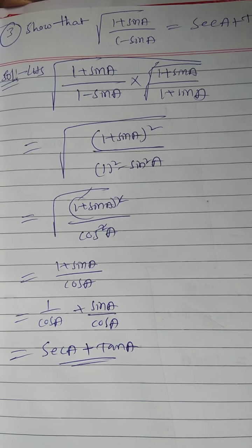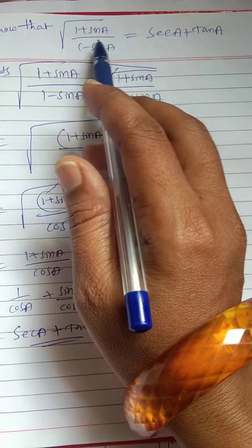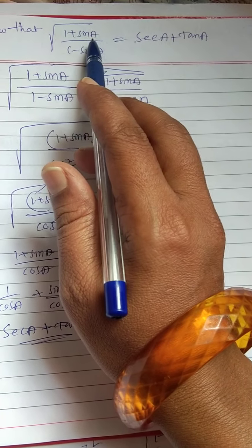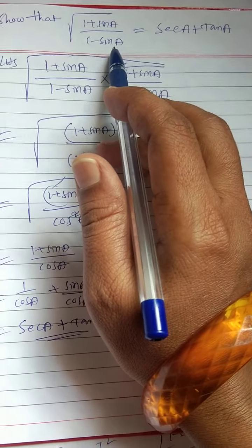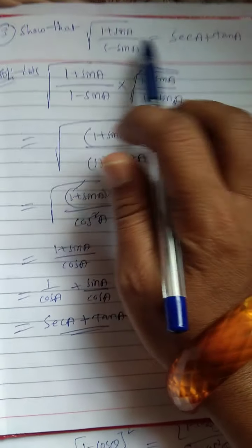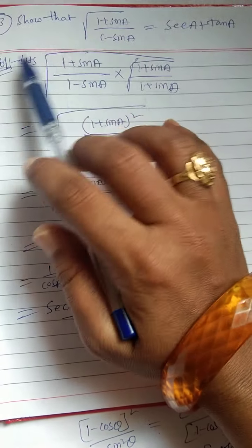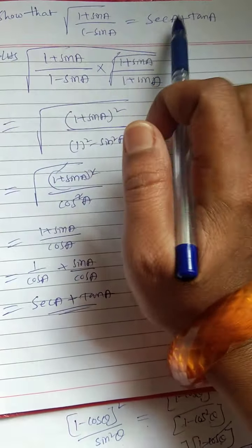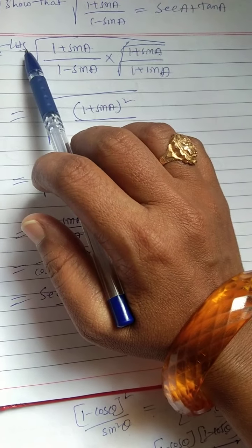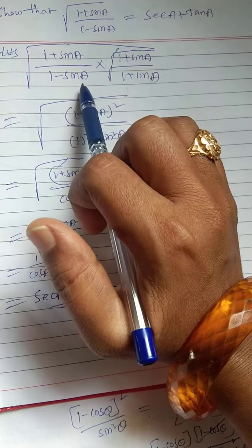Third question. Show that square root of (1 plus sin a) by (1 minus sin a) is equal to secant a plus tan a. Okay, this is the given question. We need to take first LHS and we have to prove RHS. Okay, LHS. What is the LHS? Square root of 1 plus sin a by 1 minus sin a.